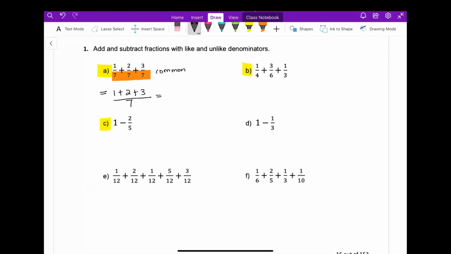And we're ready to add. 1 plus 2 is 3. 3 plus 3 is 6. 6 over 7. Can I simplify? Well, let's go through our list really quick. I will give you some tips and tricks on most common simplification.